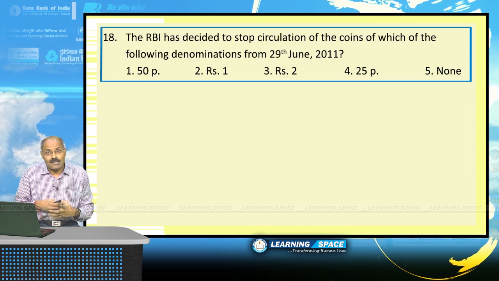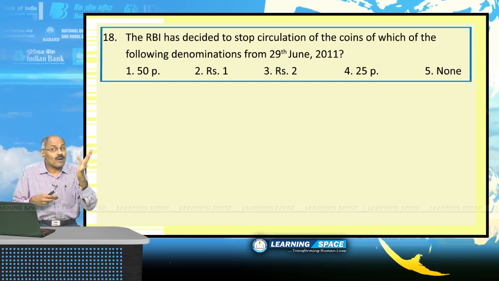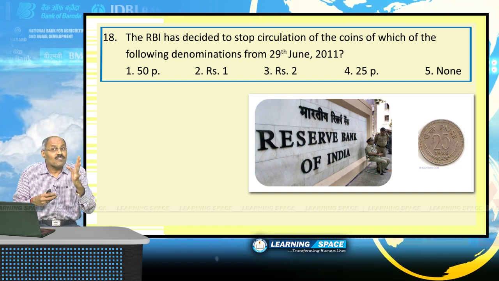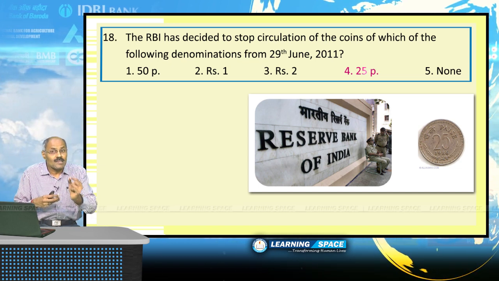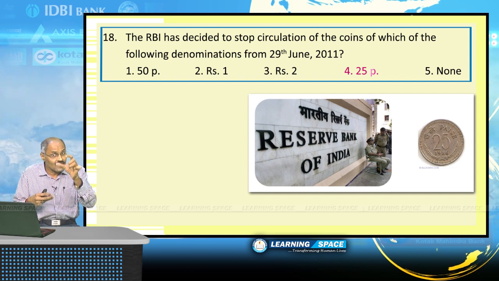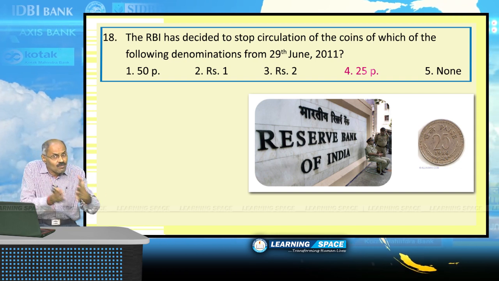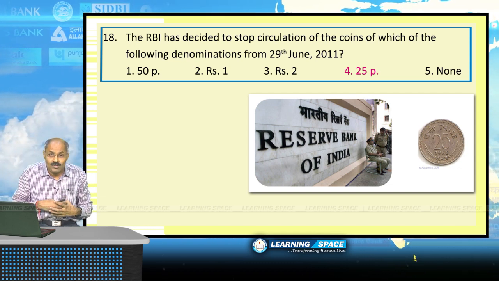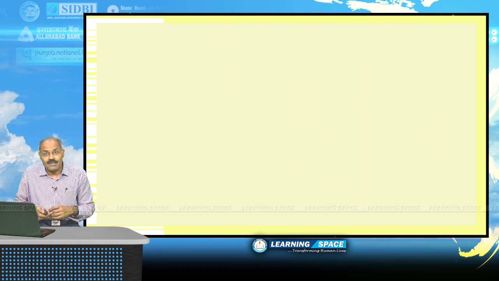The RBI has decided to stop circulation of coins of which of the following denominations from June 2011. RBI stopped circulating 25 paisa coins, or you can say it ceased to be legal tender. What is legal tender? It should be acceptable, no one can refuse it. If you have a 10 rupee note, that is legal tender. If you have a 20 rupee note, that is legal tender. 25 paisa coins have gone out of circulation based on the RBI's instructions on June 29th, 2011. Now, they are no more legal tender. Right, friends? Look into the next one.